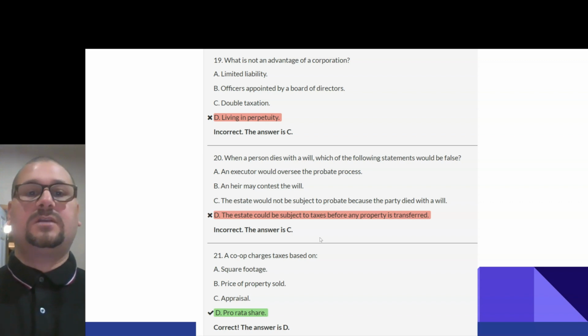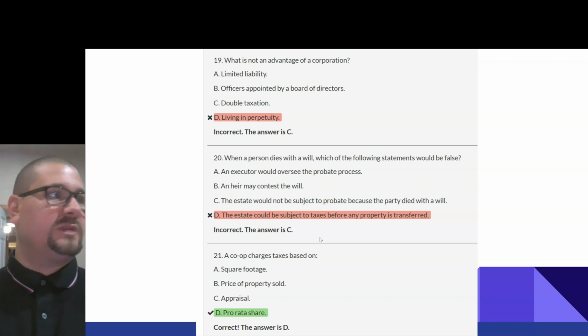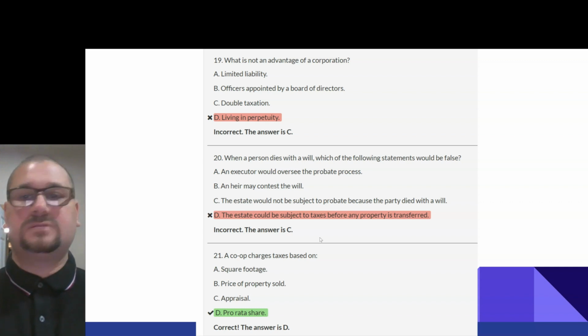Yes. An heir may contest the will. Yes. The estate would be subject to taxes before any property is transferred. Yes. So C, the estate would not be subject to probate, is incorrect, it's false. The estate would be subject to probate because the party died with a will. You would be subject to probate with the will, and that's when the person dies with a will.